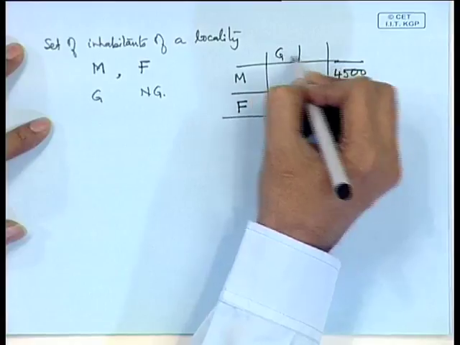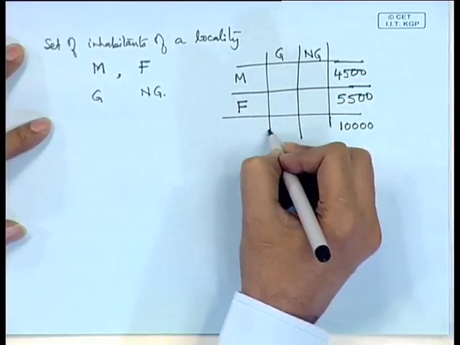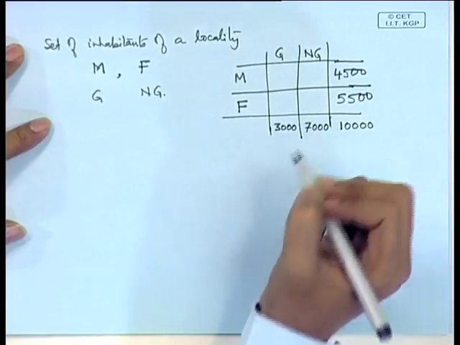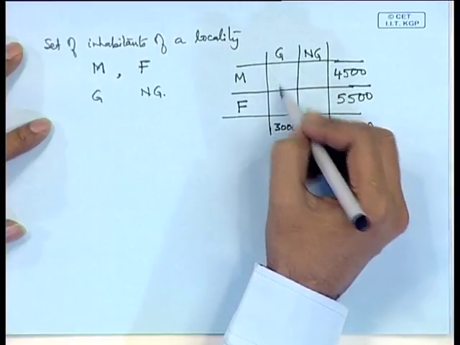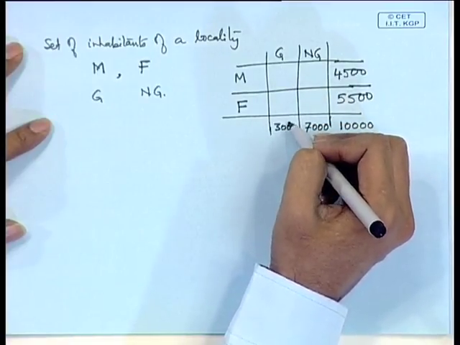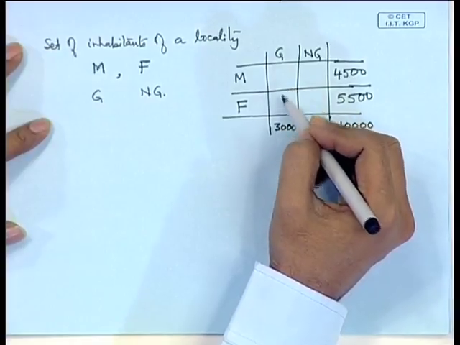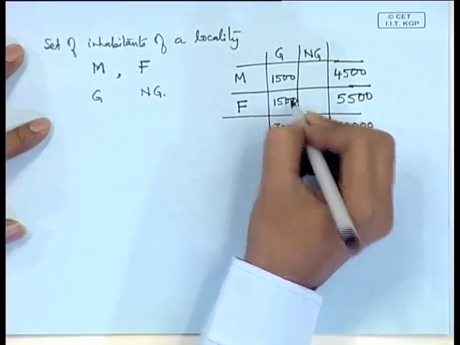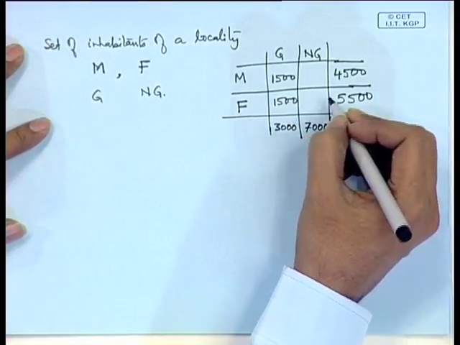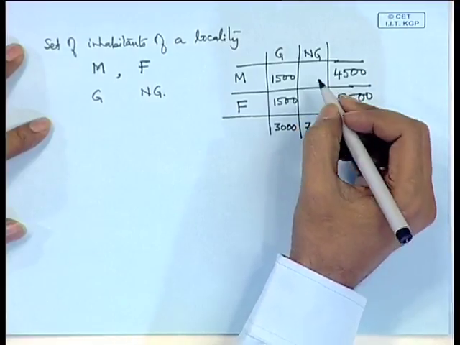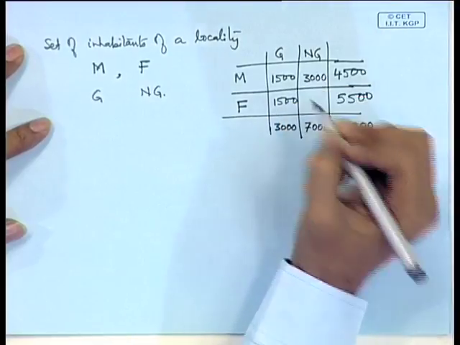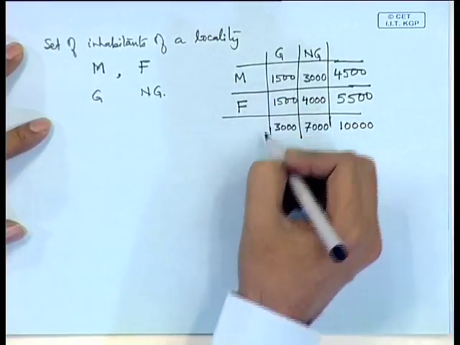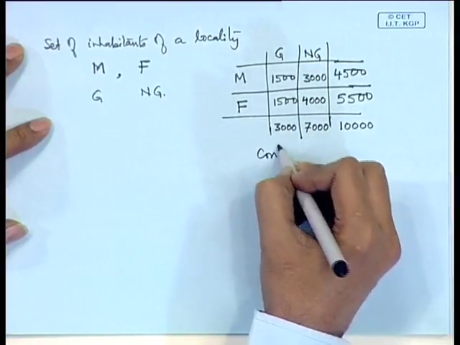Now, among this we look at how many graduates and non-graduates. So, suppose the number of graduates is 3,000 and there are 7,000 non-graduates. Now, out of the 3,000 graduates, how many of them are males and how many of them are females? Suppose it is 1,500 males, 1,500 females. Out of 7,000 non-graduates, how many are males? So, 3,000 are males and 4,000 are females. So, this is known as contingency table.